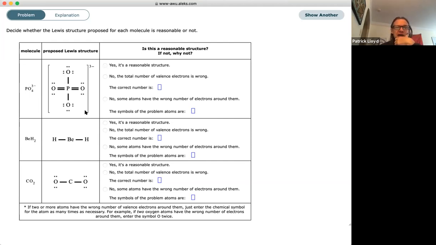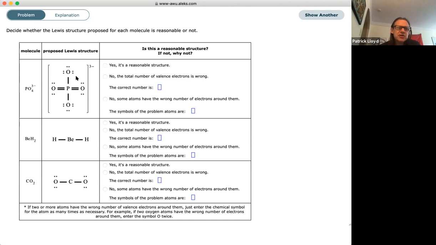So notice they put the brackets, that's good. And they put the charge outside the brackets, that's good. Okay, phosphorus, third row, could have more than 8. Nothing wrong with having more than 8, as long as the formal charge gets close to 0. So let's check that out first. Really, you want to check the number of electrons. Okay, let's check the number of electrons first.